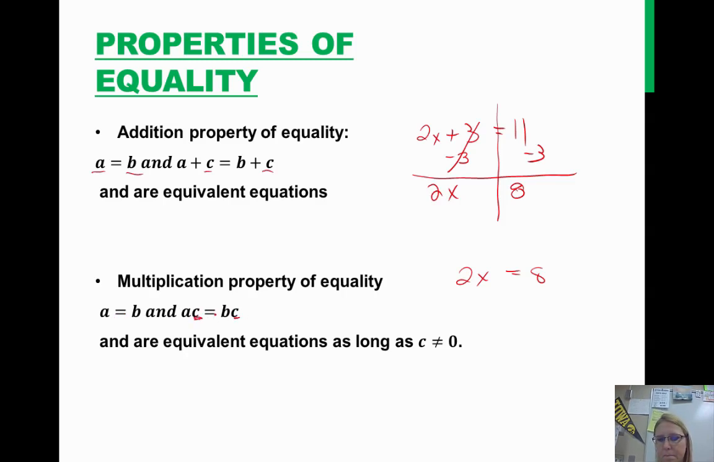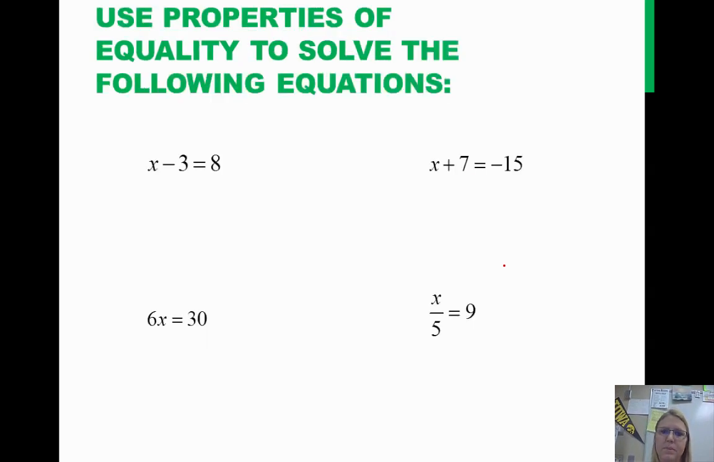We have c here that's being multiplied by a and b. Well, in this case, I'm going to divide by 2, which is the same idea because I'm actually multiplying by 1/2. So the 2's cancel, and now I have x equals 4. So that is an example of both the addition property of equality and the multiplication property of equality. So what I want to do is use these properties to solve these equations here on the page.